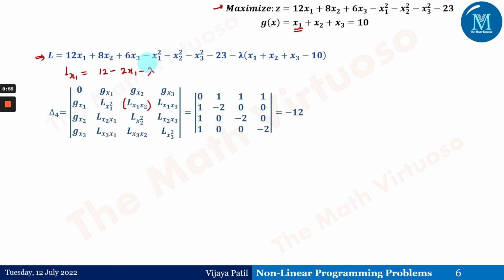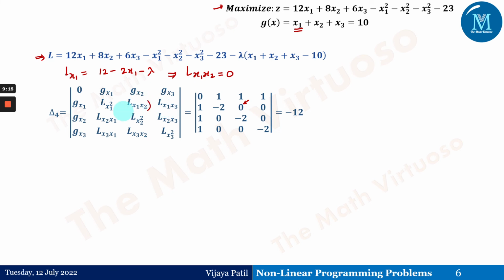Now, if you go on, we'll try to differentiate L with respect to x2. We do not have any x2 term over here. So in 12 minus 2x1 minus lambda, we do not have any term with x2 as a variable. And that's the reason the differentiation of this term will give me 0. This is what we have written here.